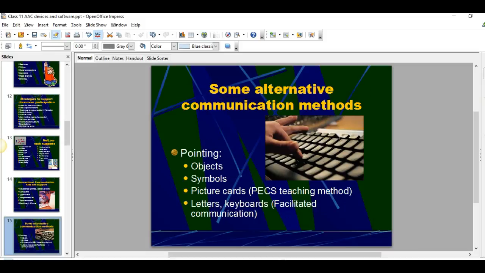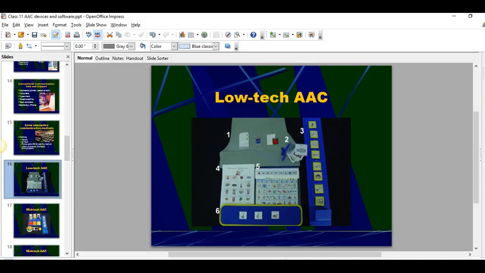Some alternative communication methods include pointing. We can point to objects, symbols, picture cards. There's a teaching method called PECS, Picture Exchange Communication System. We can also point to letters on a keyboard or keyboard writing. That's a method called facilitated communication. And here's lots of low-tech, augmentative and alternative communication devices. You can see a lot of picture systems.